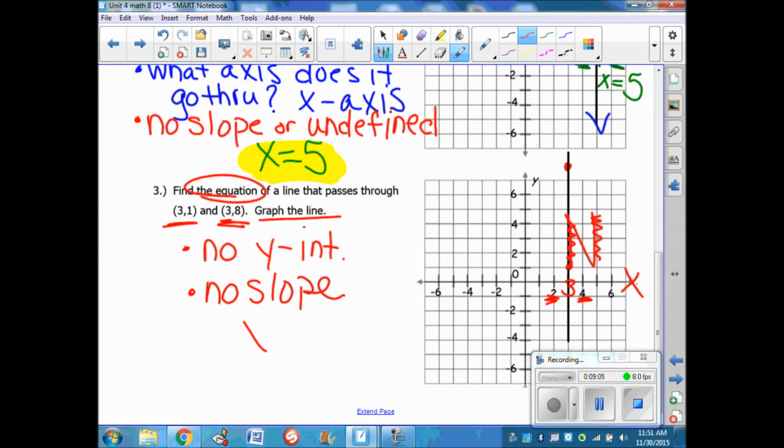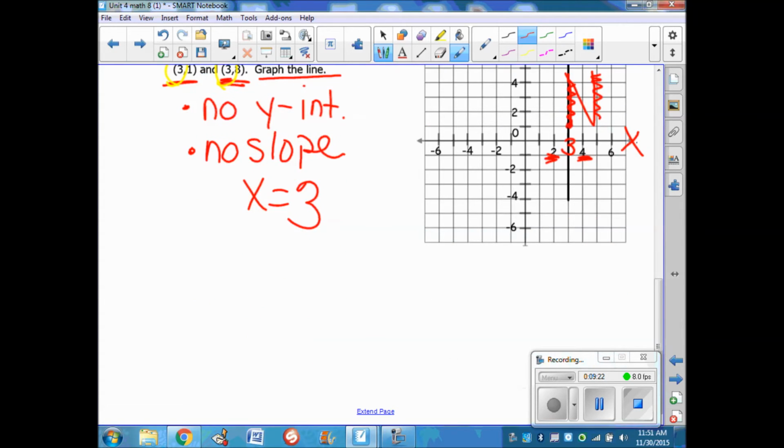So x equals 3. Now hopefully some of you saw the pattern. We got a 3 there in our x spot and a 3 right there. Okay, so what is our equation? X equals 3. Make sure, whoops, I didn't put arrows on. Make sure you get your arrows and you put the equation on the line.